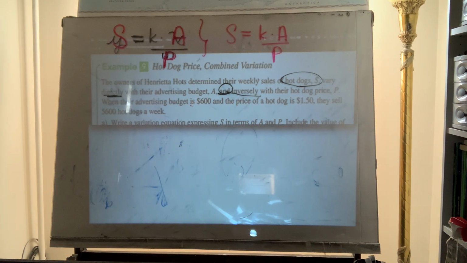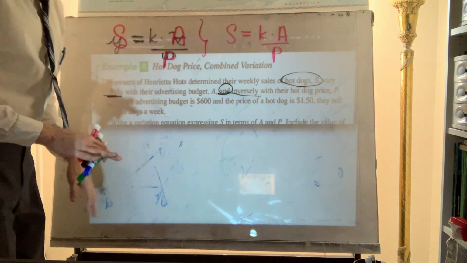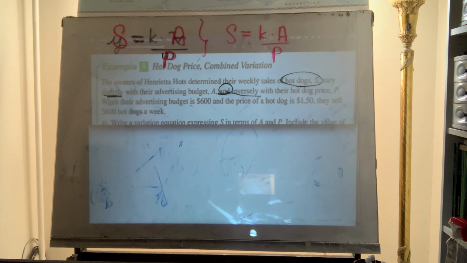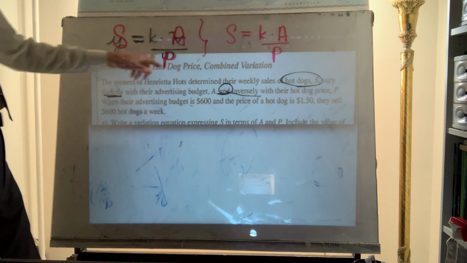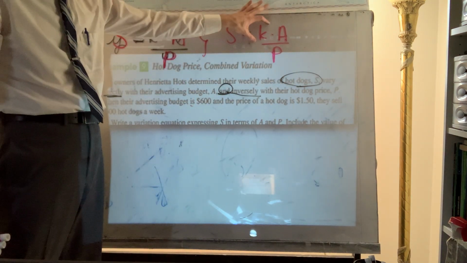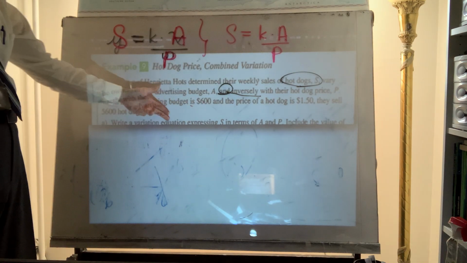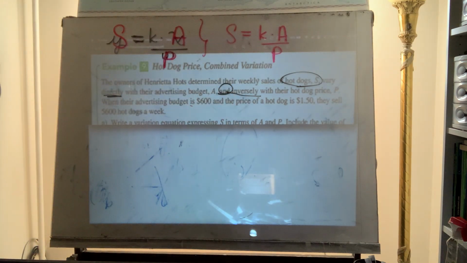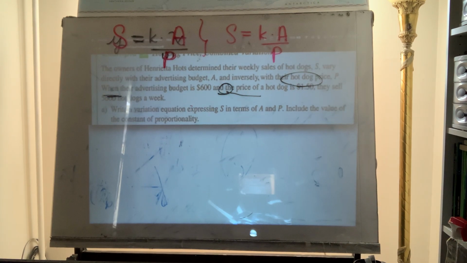When their advertising budget is $600, and the price of a hot dog is $1.50, they sell 5,600 hot dogs a week. Right? What that is saying, again, not explicitly, unfortunately, sometimes the instructions are intentionally vague, right, is that you can substitute these values and figure out what K is. Write a variation equation expressing this, right, which you kind of jumped the gun and did anyhow. Include the value of the constant of proportionality.